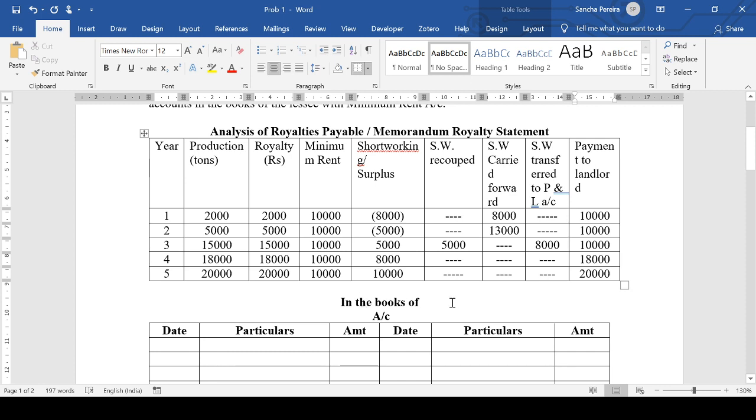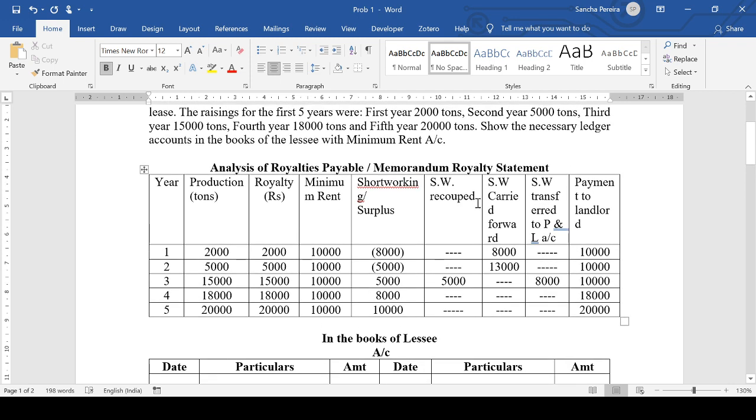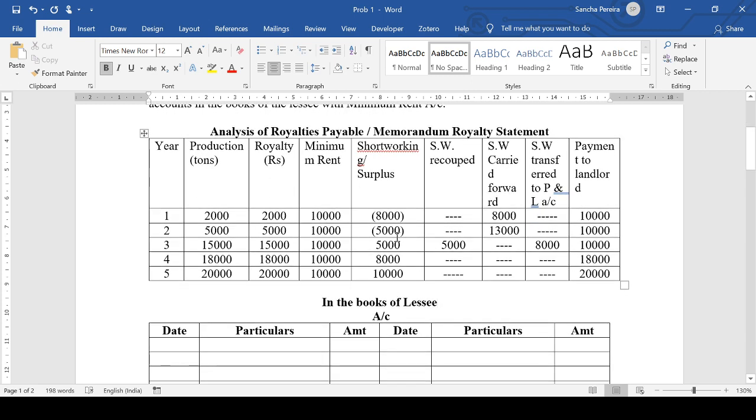Okay. In the books of the lessee, okay. So they have said with minimum rent account. Which will be the accounts? One is surely minimum rent account because that's said. What else? Which will be the other accounts? Landlord account, yes. Then royalty account and another one, short working. We don't open the P&L account.